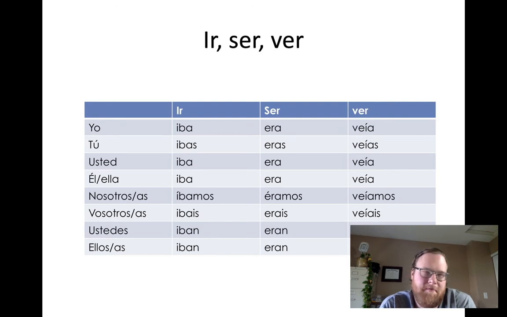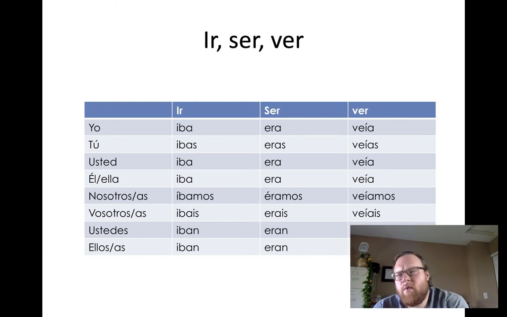Entonces, ¿cuáles son? Tenemos ir. Entonces tenemos yo iba, tú ibas, él y usted iba, nosotros íbamos, vosotros ibais, ellos y ustedes iban. Luego tenemos ser. Tenemos yo era, tú eras, él y usted era, nosotros éramos, vosotros erais, ellos y ustedes eran.